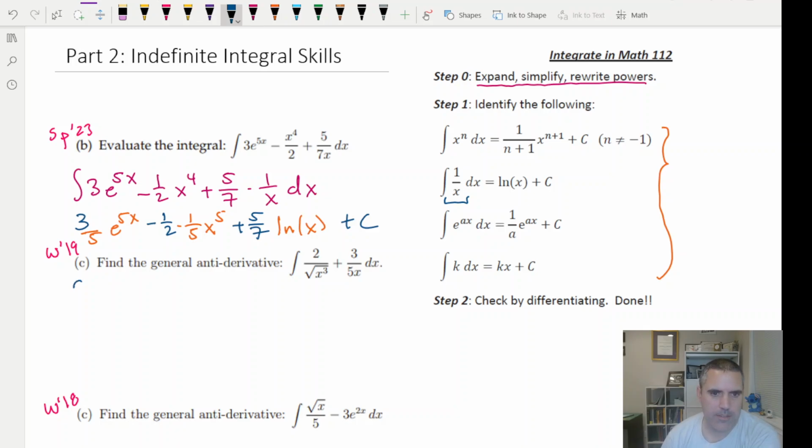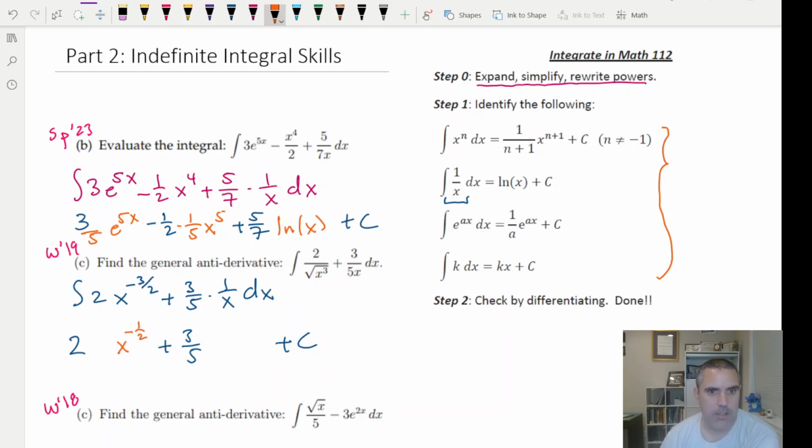We're going to rewrite. This is the same thing as 2x to the -3/2 plus 3/5 times 1 over x dx. Coefficients come along for the ride, plus c, and then we add 1. So adding 1 to -1.5 just gives you -1/2, and then you flip it out in front. So it's -2. So it's going to be -4 if you want. This is log of x. Done. Let's do another one.